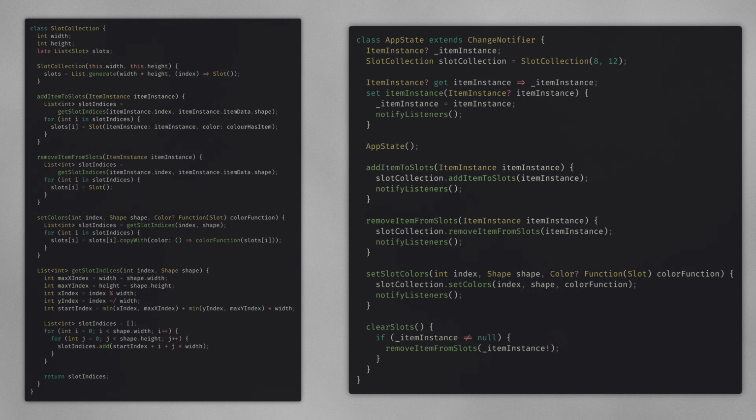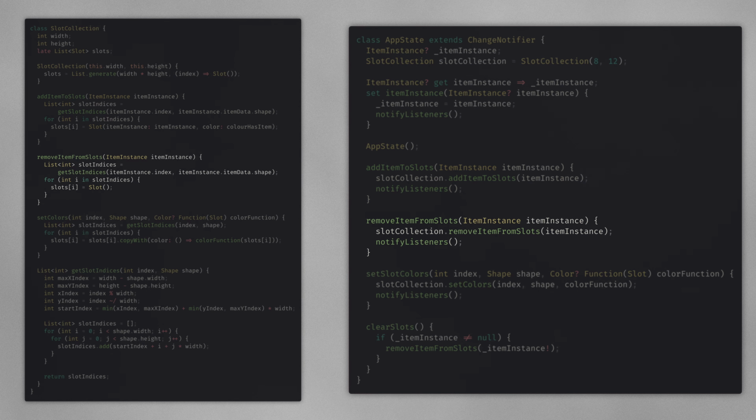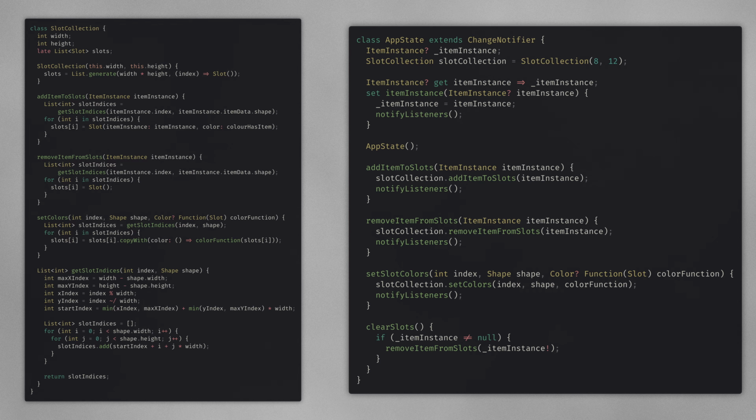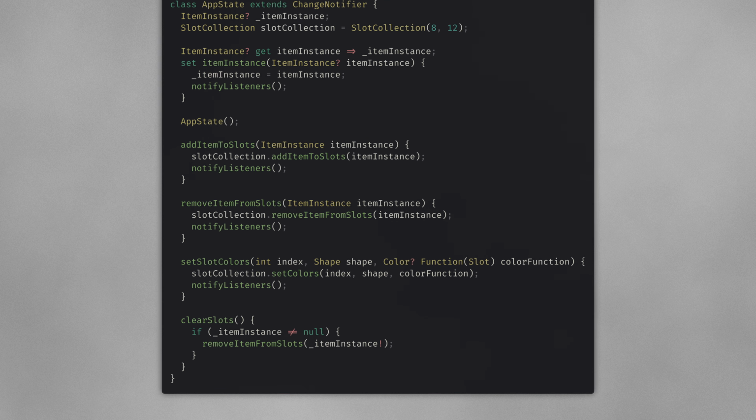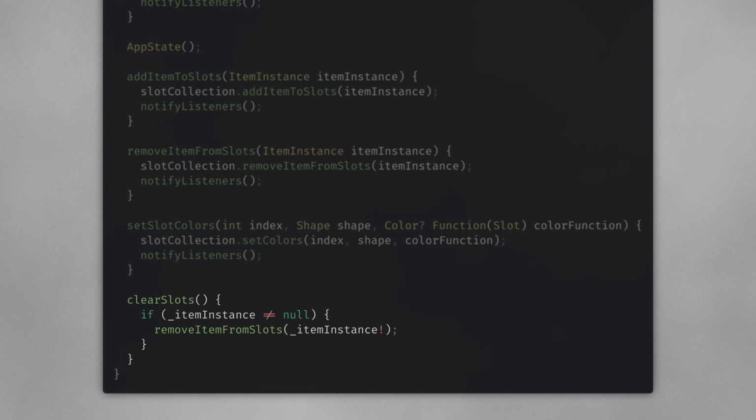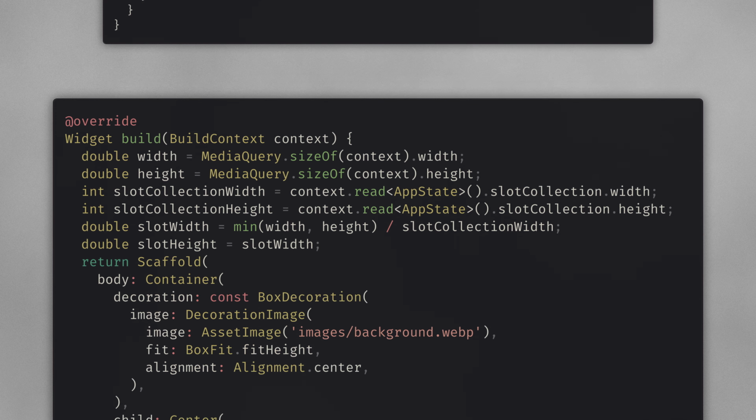Back in the app state, the slot collection functions each have a wrapper, allowing them to be called, then the listeners to be notified, keeping the app's visuals in line with the underlying state, as all things should be. I've also added a clear slots function that removes the current item from the slots if it exists, used to effectively reset the grid. Let's take a look at how this is all implemented in the front end.